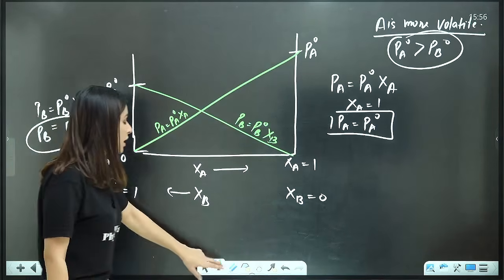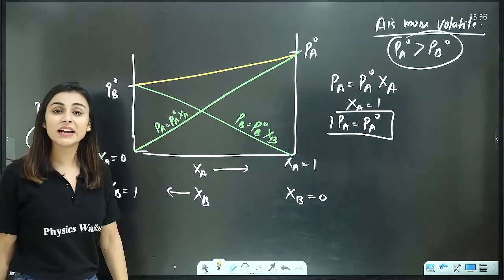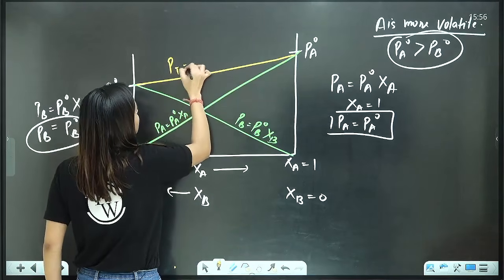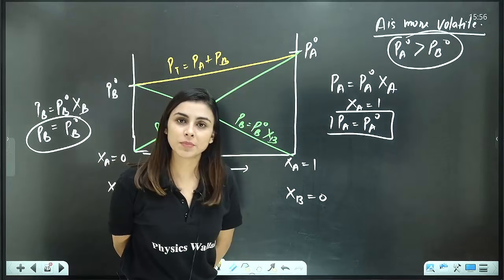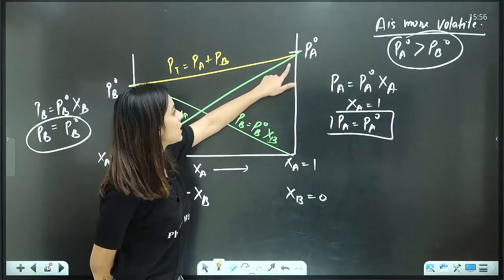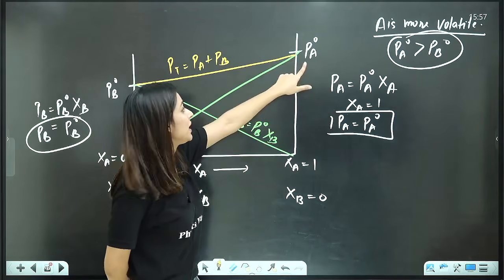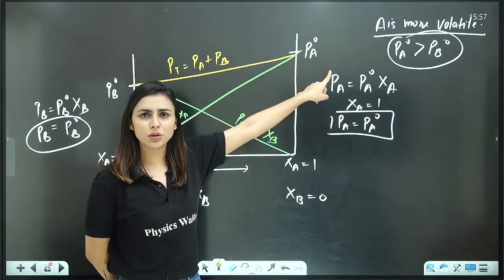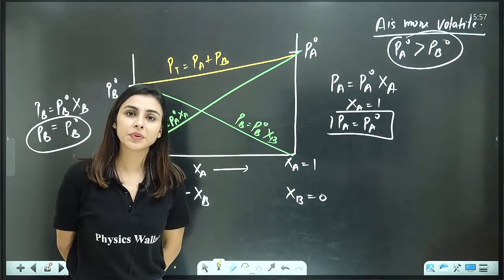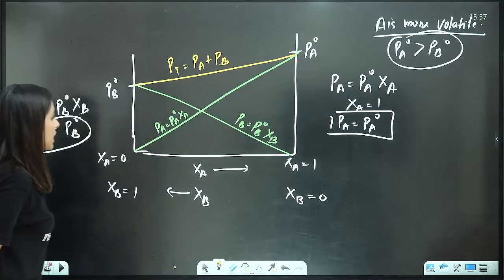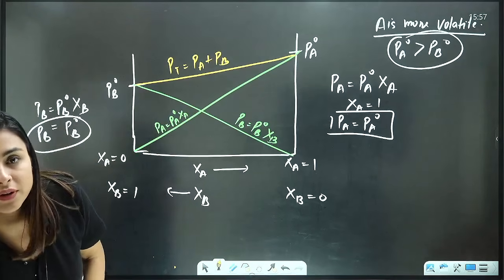Yes. Now, whenever you add these, you get P total, which is equal to PA plus PB, right? At this particular point, when the complete pressure is by PA naught, then P total would be equal to PA naught. And when this would be equal to PB naught, then complete pressure would be due to PB naught, right? Yes, I hope you understand this. Just you can write this and then we'll move forward.